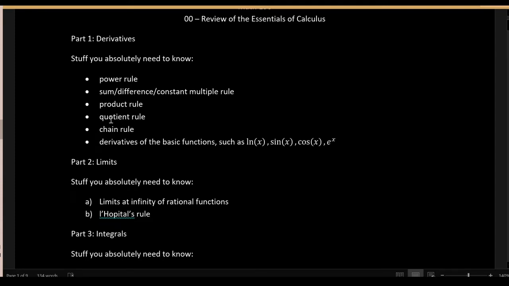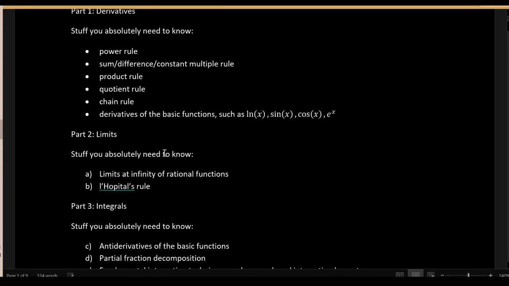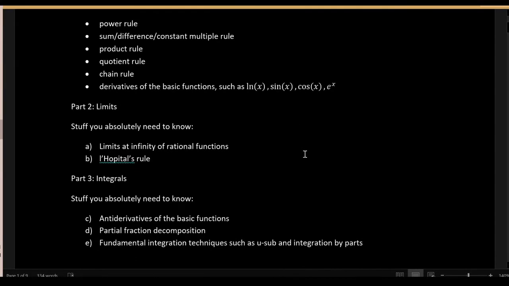In addition to that, with regards to derivatives, you're going to definitely need to know how to calculate the derivatives of a variety of different functions. You're going to need to know how to use those rules, power rule, product rule, chain rule, etc., in combination with the formulas for the derivatives of the basic functions, such as natural log, sine, cosine, and e.